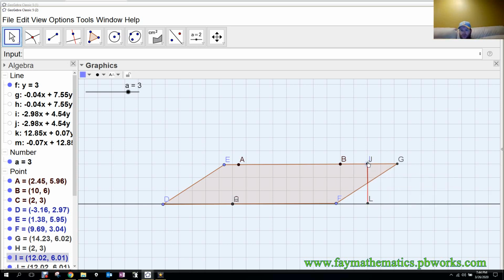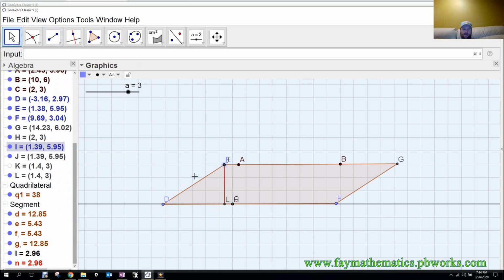So now most people, like I said, are going to think about that red distance there, or they come over here and put it there and think about that red distance as being your altitude. Well, if that's my altitude, then D to F would be my base. So I'm going to say my altitude is I to L. That's my altitude, that's H. And I'll multiply it by my base, which is D to F.